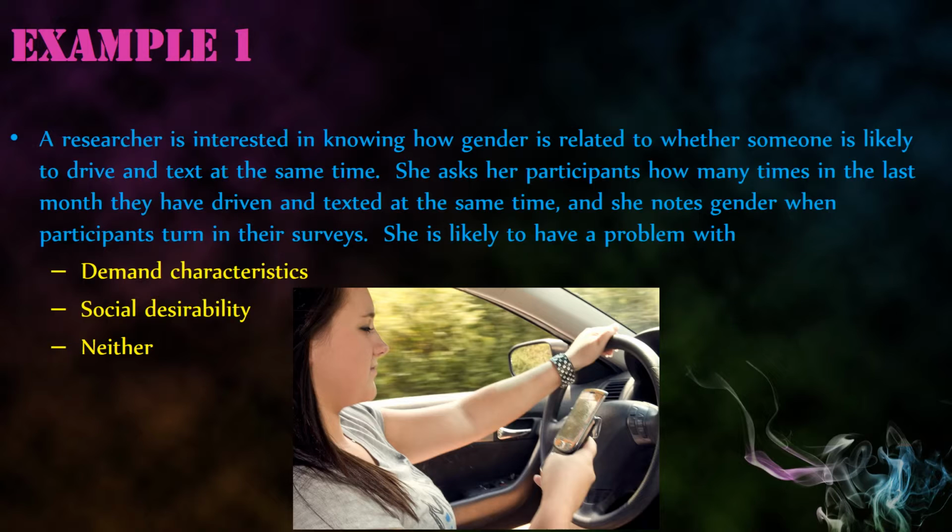So let's talk about social desirability. Social desirability is when you're asking people to do or say something that goes against cultural norms. And driving and texting is not something that is really socially acceptable. A lot of people know that it's very bad and that it can cause accidents, and so they might not be truthful about how much they drive while texting. So in this study, this researcher is likely to have a problem with social desirability. She's asking about a behavior that participants are likely to lie about.